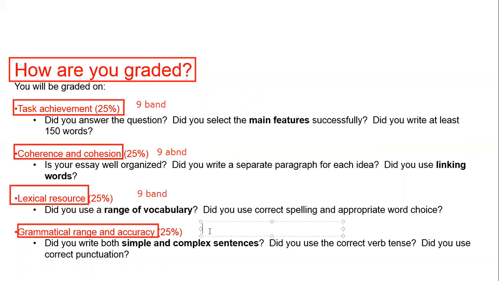And then you will have 9 band for grammatical range and accuracy. Now, if you calculate all of them, 9, 9, 9, and 9. So if I put a multiplication sign here, multiply by 4. So how much do we get? We get 36. And then if you divide 36 by 4, we get how much? Overall, we have got 9 band.